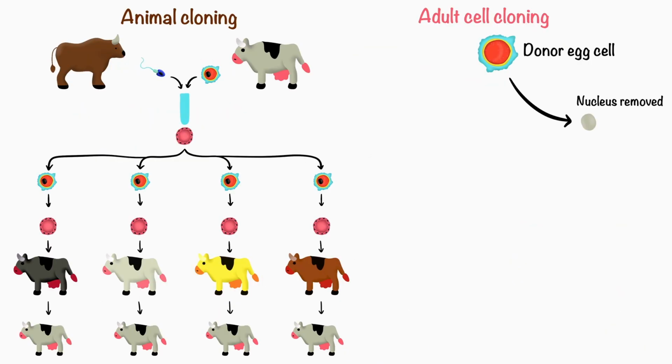Adult cell cloning represents a more revolutionary approach, creating copies from mature organisms. This process begins by removing the nucleus from an unfertilized egg cell, essentially creating an empty cellular vessel. Scientists then extract the nucleus from an adult body cell, such as a skin or udder cell. This nucleus, containing the complete genetic information, is inserted into the enucleated egg cell.